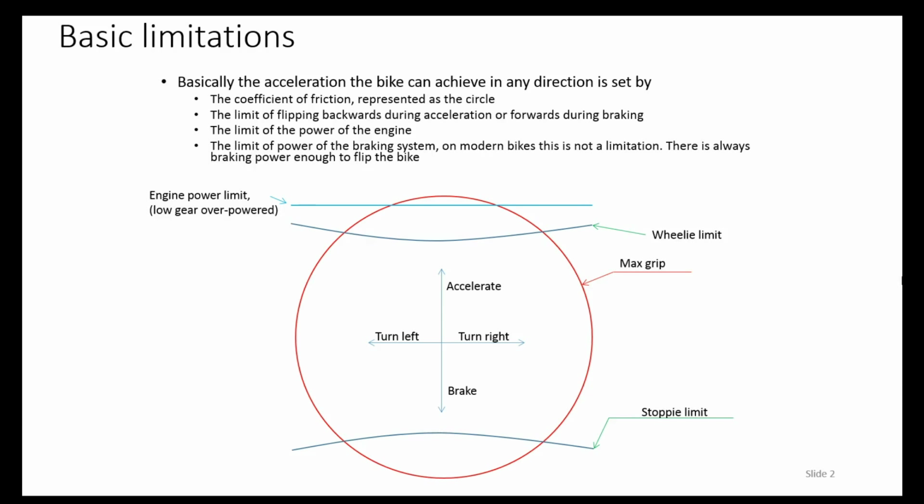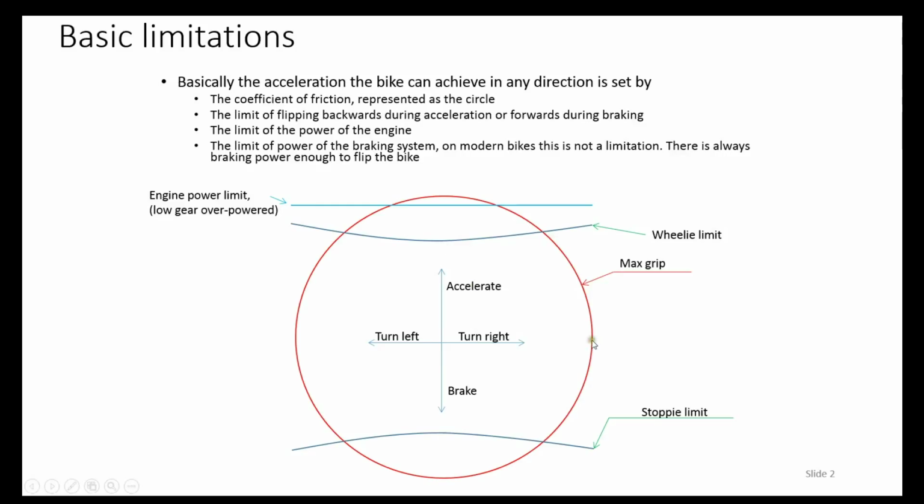Today we're going to speak about the fundamental limitations and also how to determine the perfect race line when riding a bike on a racetrack. We start with the basic limitations, which can be seen in the figure. If you see yourself in the middle of the figure, how hard you can accelerate is given by the distance to the next line. If you try to accelerate as hard as you can, you cannot go higher than this line, and this is the wheelie limit.